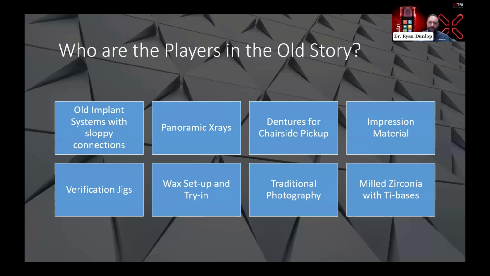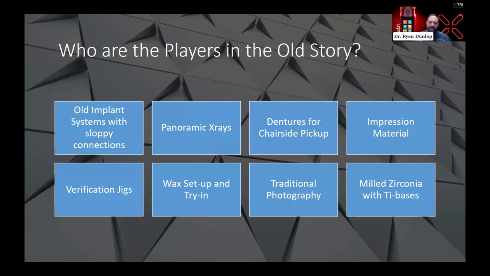We relied on panoramic x-rays and periapical x-rays for our treatment planning. We would do ugly, nasty things like denture pickups chair side to give people teeth. We would use obnoxious impression materials to try and get accurate representations of the mouth, but it never really worked. We did repeated verifications till we were blue in the face, and then our prosthetics still wouldn't fit very well. We would try things in wax. Teeth would be melting and moving and shifting around.